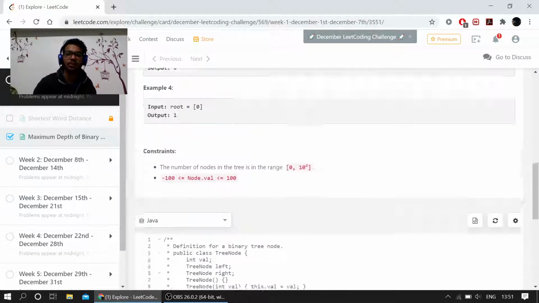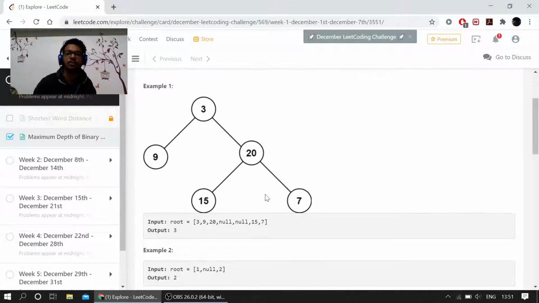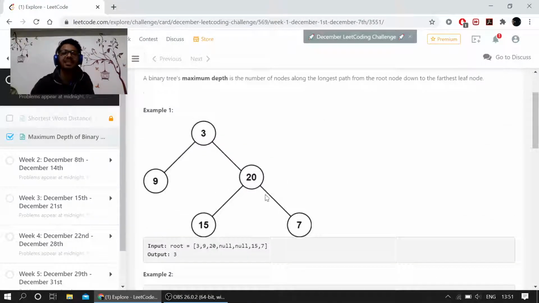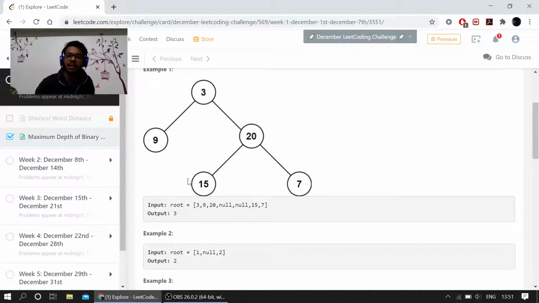If we have too much time, let's just analyze our algorithm on this tree. Okay, this is the root. I passed the root onto it. Now I checked if it's null or not. It is not. Then I had two calls: I called its left as well as its right.